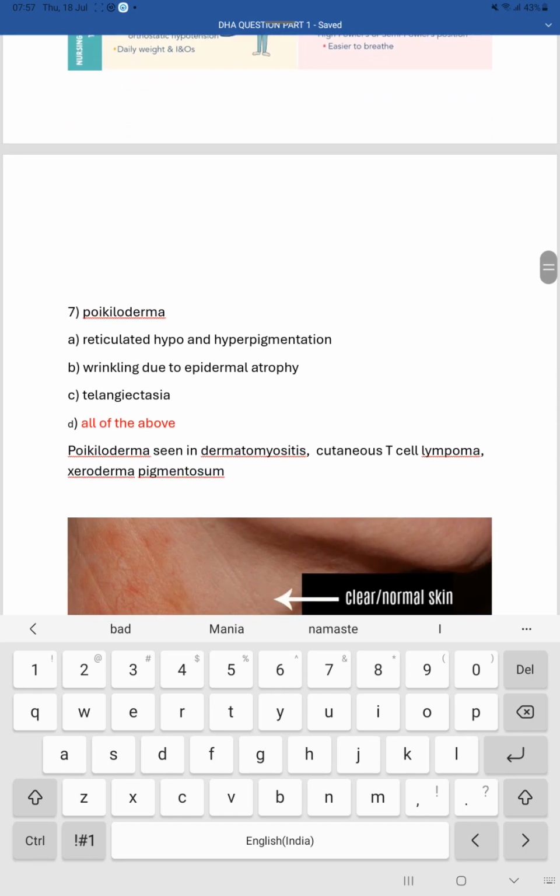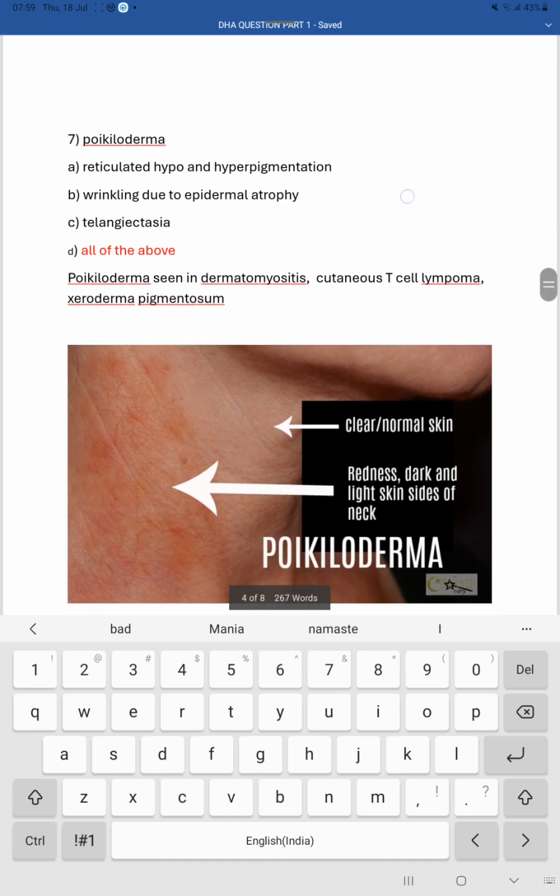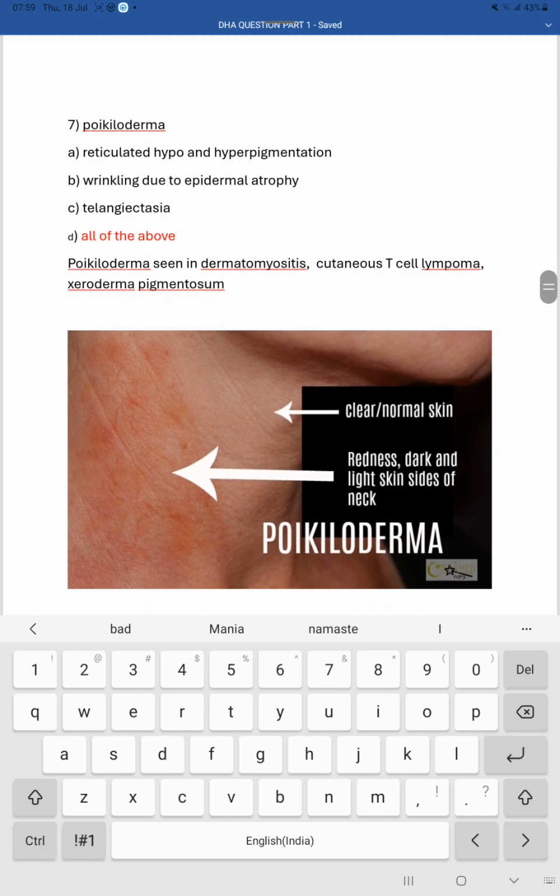Next one is poikiloderma. Poikiloderma, it is a skin condition. Okay, it is a non-cancerous skin condition. In this skin condition, you can see in the picture there are reddish brown spots happening in the neck area. Neck, and it used to happen in the cheek also. Neck and cheek area, these are the two locations where you can find the reddish brown spots.